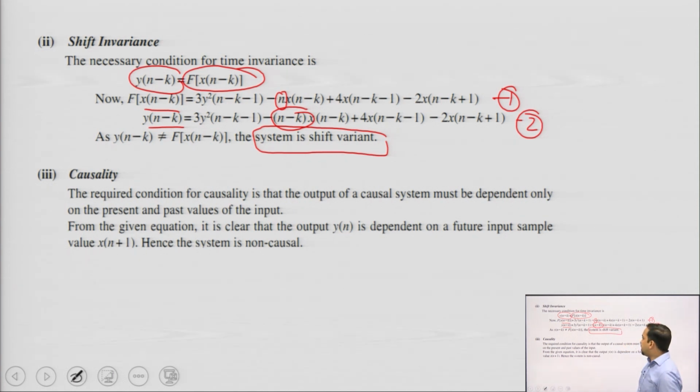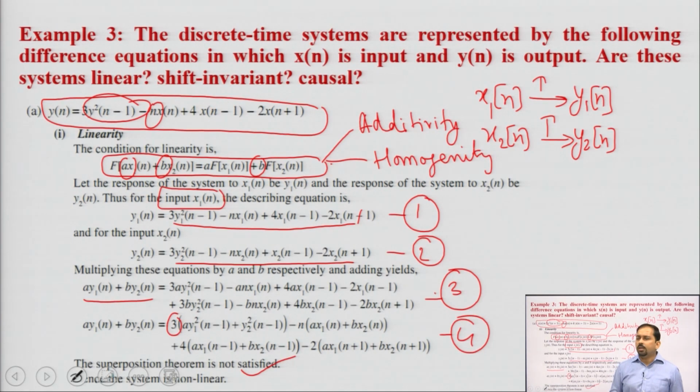Now, the next step is to check the causality of the system. So, clearly the causality is very easy. We can see here that the present output y[n] depends upon y[n-1], which is a past value. Here also x[n], which is the present value of input, x[n-1], which is a past value of input, and this is x[n+1], which is definitely a future value of input.